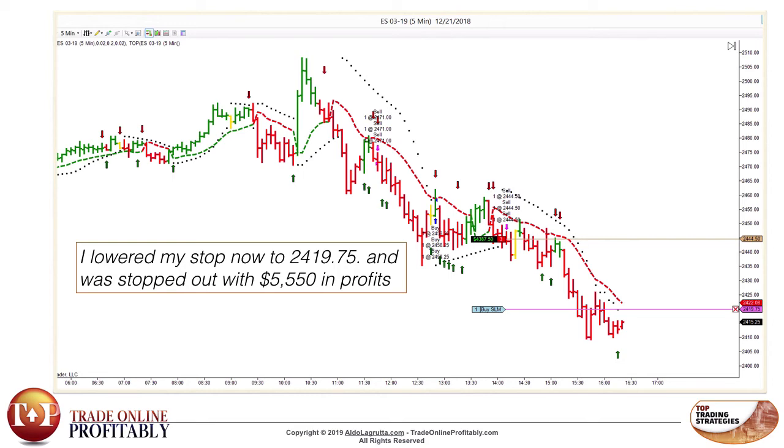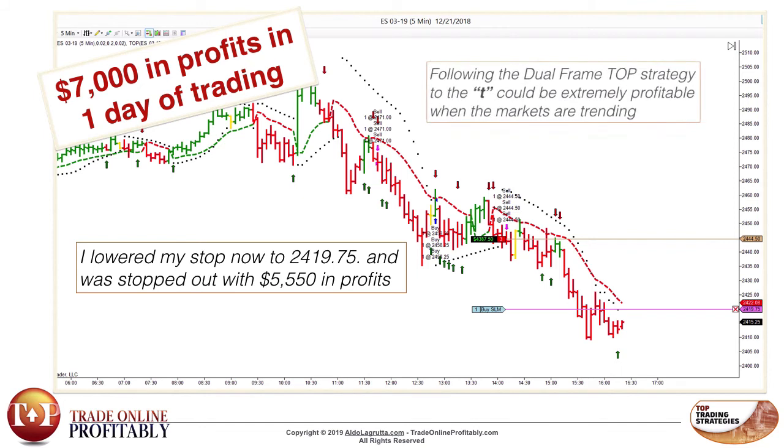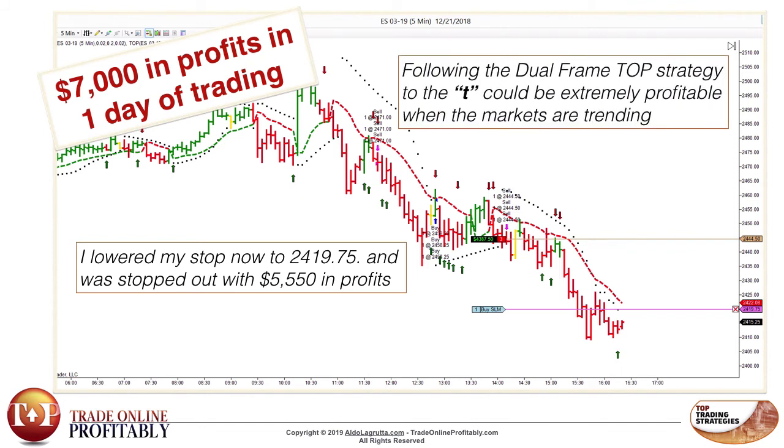So these 2 trade examples produced over 7,000 in profits in one day of trading. Yes, I had to wait more than 3 hours to get the right conditions to trade. But it goes to show you that following the dual frame top strategy to the T could be extremely profitable when the markets are trending. But these examples not only showed you how to apply the DFTS, they also showed you how to read and interpret better the SAR and the top signals.